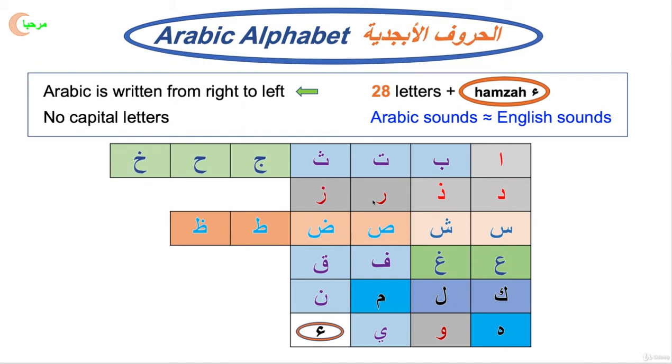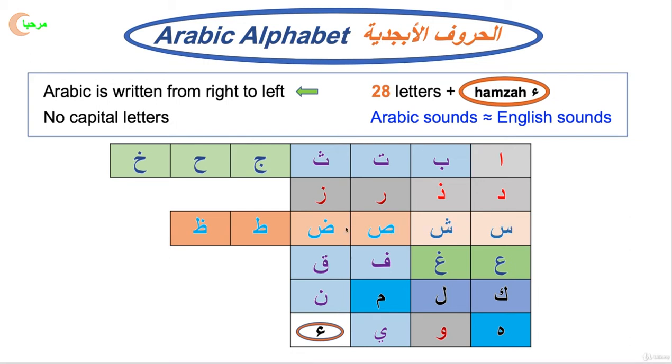The 4 letters here have similar shape, but these 2 are written on the line, and these 2 are written starting from the line and going below. Now let's look at the next set of 2. These 2 have the same shape. They have a tail here. The difference is this one doesn't have any dots. This one has 3 dots.